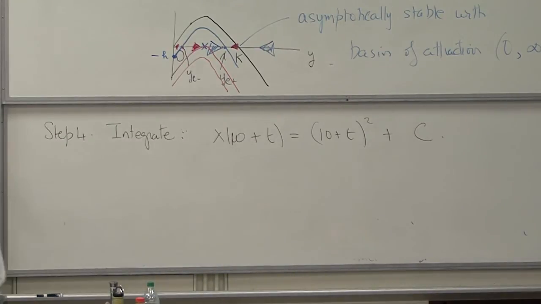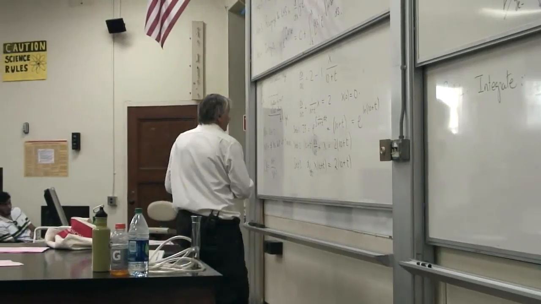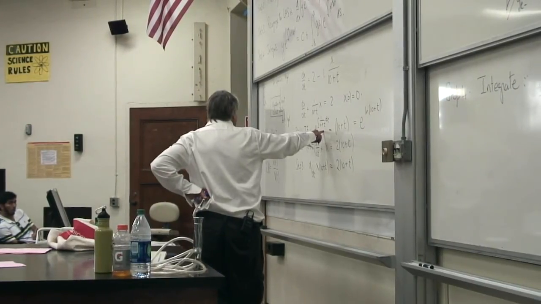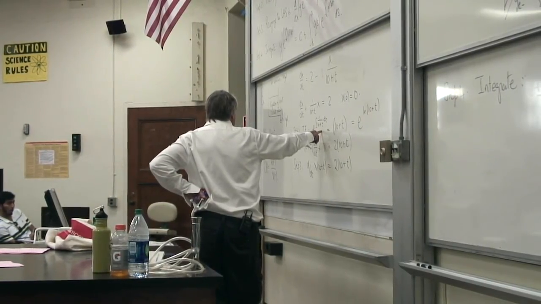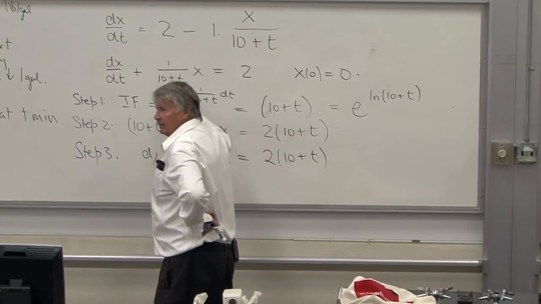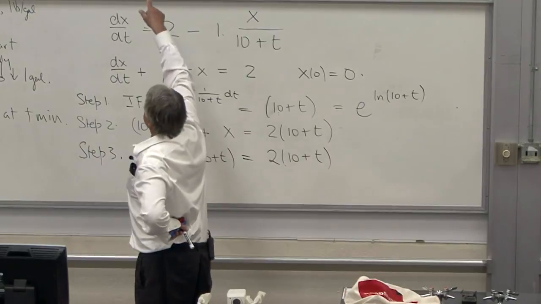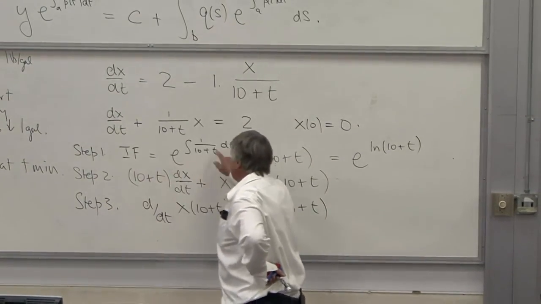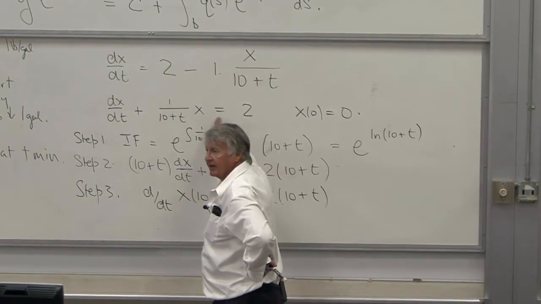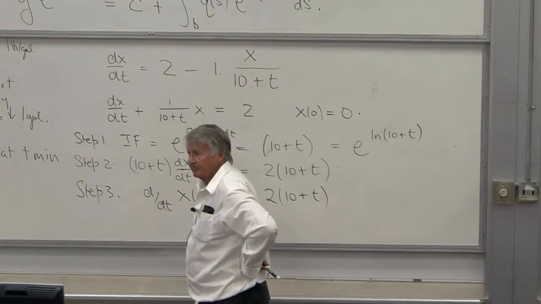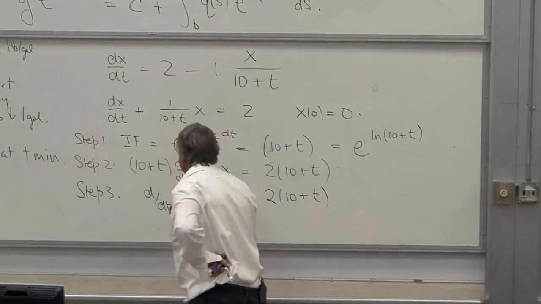Question? At step 1, where you introduce your integrating factor, why isn't the x a part? Because, remember, t is the independent variable now. It's the x up here. Okay? So it's just dt over 10 plus t, or dx over p of x dx. Okay?